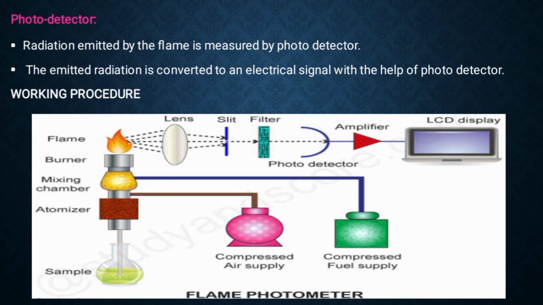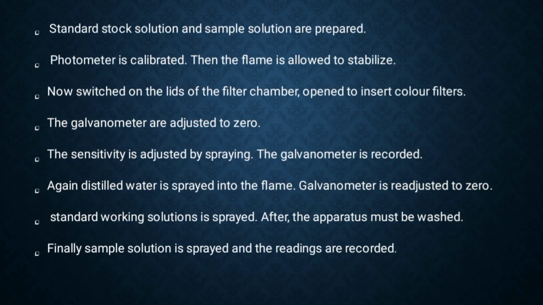Next, we will see the working procedure of the flame photometer. In this working procedure, we will see how the flame photometer works and how the sample emits the wavelength and color. Now we will see the procedure. First, we will prepare the stock solution and sample solution in fresh distilled water.